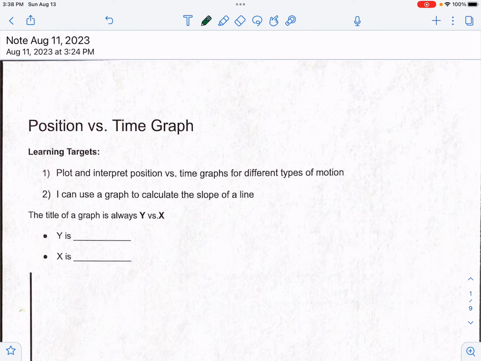Okay, so this video is going to go over pages 6 through 9. As always, feel free to skip ahead to whatever you need or pause whenever you want to. We're going to start off by going over position versus time graphs a little more thoroughly.